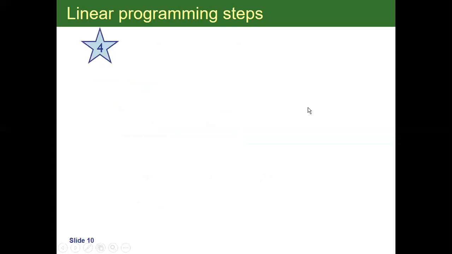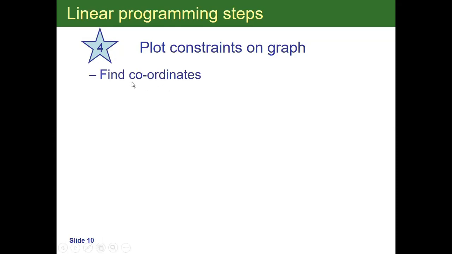Okay, so the fourth step is to plot the constraints on the graph. Now you have to put it on your graph. What we do is find the coordinates. How do we do that?